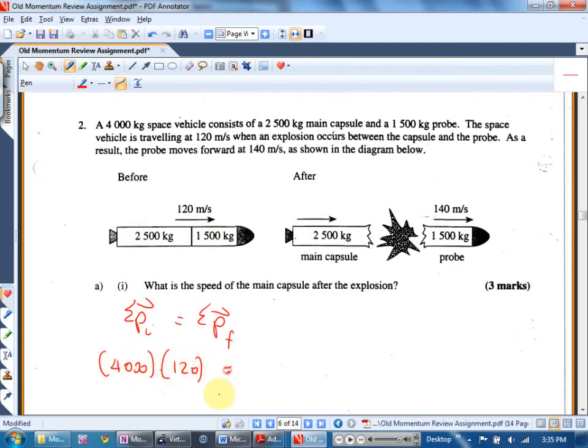After the explosion, what's moving? Mass 1, mass 2, or both? So I'll have mass 1 V final plus mass 2 V final, where mass 2 is 1,500, and what's V final? 140. Positive or negative 140? Because I let to the right be positive, so I would replace this with 1,500 times 140. And could you solve for the speed? You know mass 1 is 2,500, right?